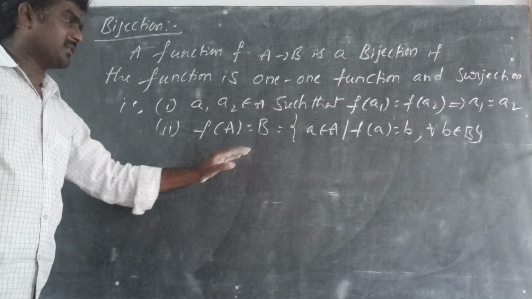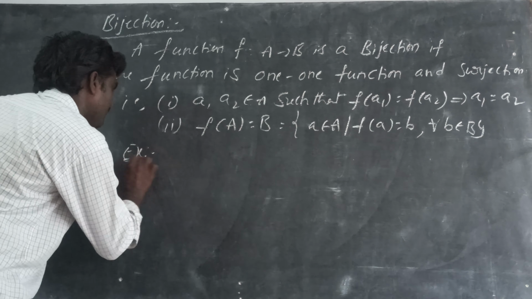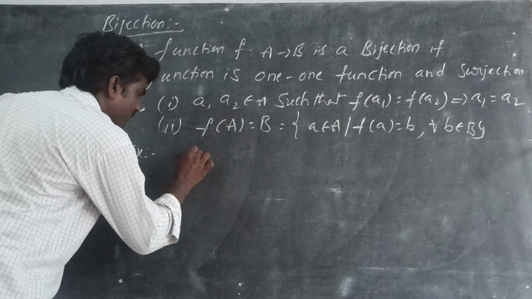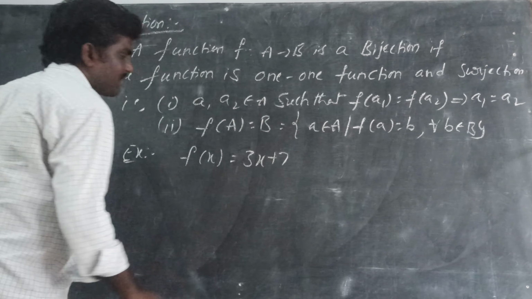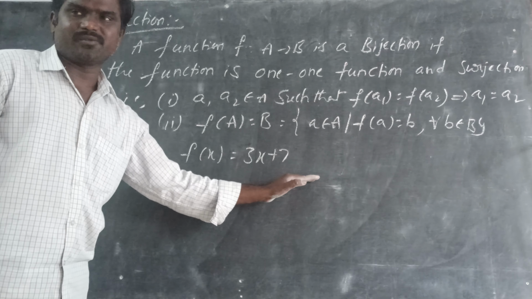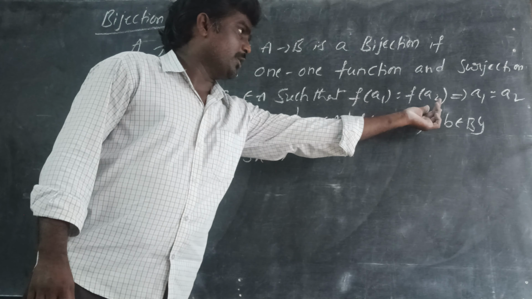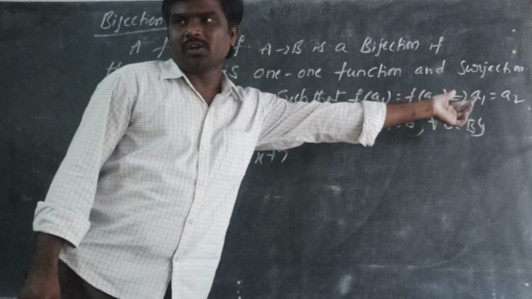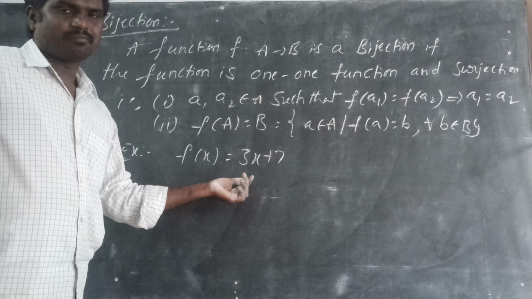Next, an example: a function f from A to B is defined by f of x is equal to 3x plus 7. So here we can prove that f of a1 is equal to f of a2, then a1 is equal to a2. Onto function means let us take f of x is equal to y.